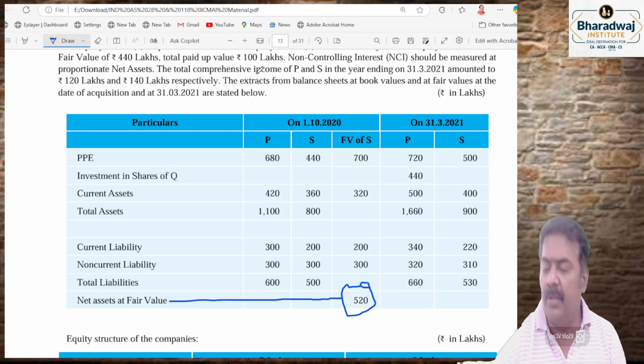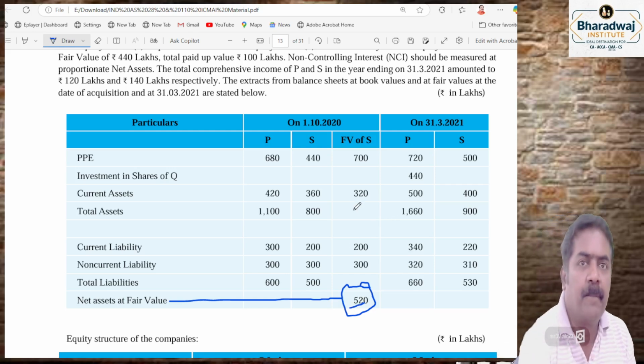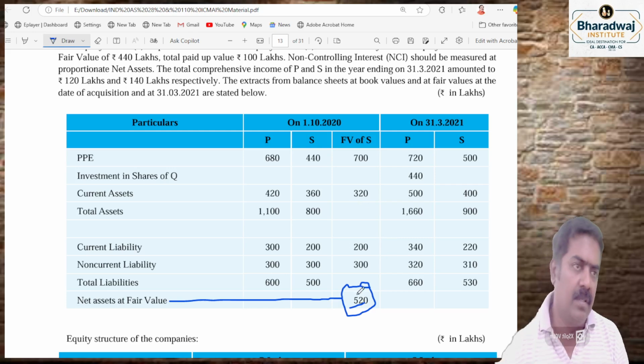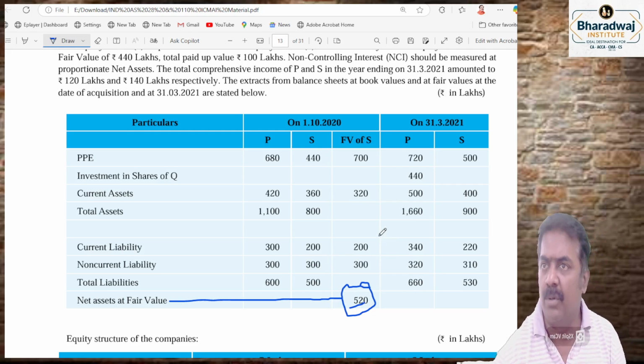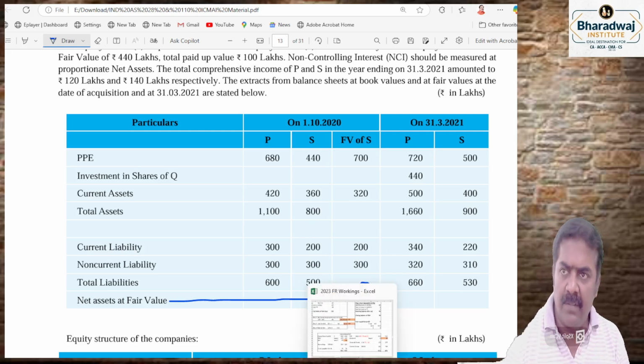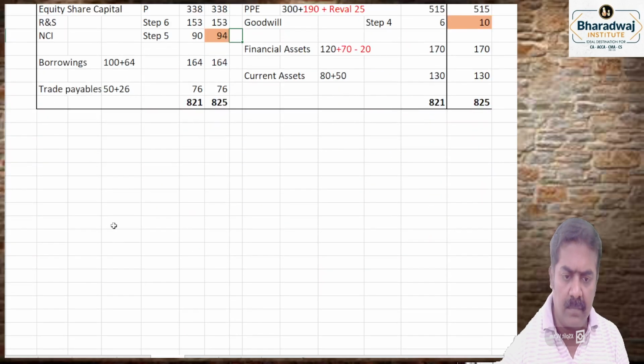NCA should be valued based on which one? Fair value. Sorry, net assets. So 520 into how much percentage? 20%. 520 into 20% will be 104. We can work out goodwill or gain on bargain purchase and prepare the balance sheet. Shall we? Start.